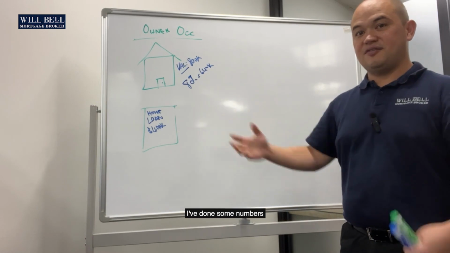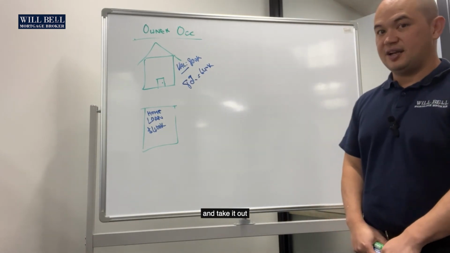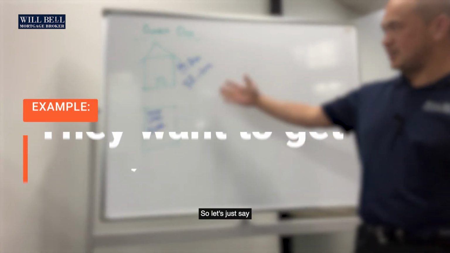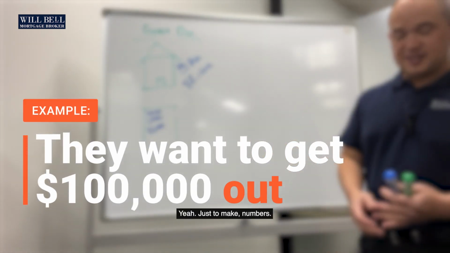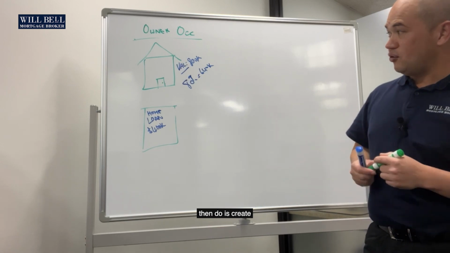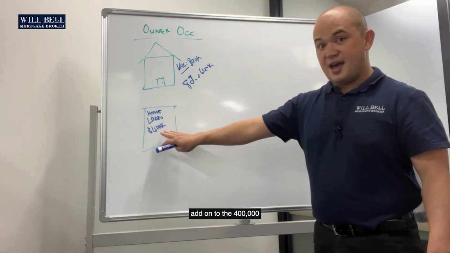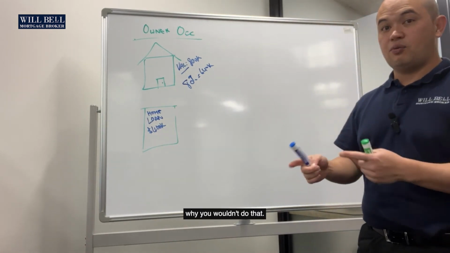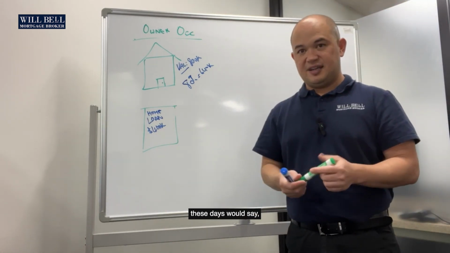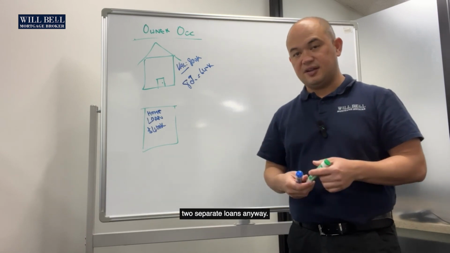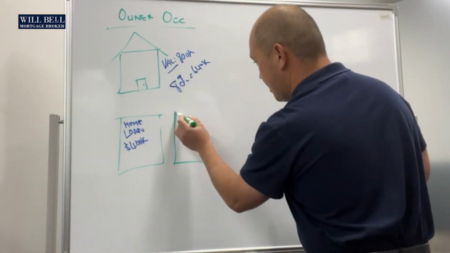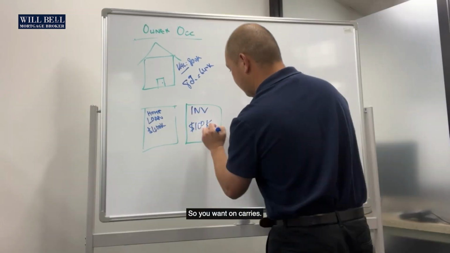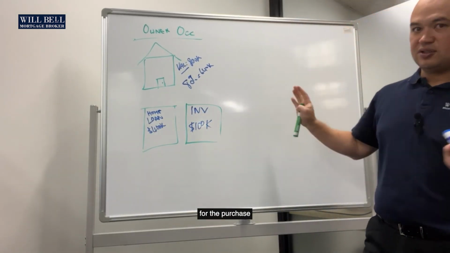Generally in this situation, I've done some numbers on the client's income and figured out a ballpark range of what they can do in terms of investment property. So let's just say, for example, they want to get $100,000 out, just to make numbers simple. What we would then do is create a separate split. You wouldn't add on to the $400,000 you already have. I'm going to explain why you wouldn't do that. A lot of lenders these days will say, well, no, you're going to have two separate loans anyway. So let's just draw that out here. $100K. So your $100K is your deposit money for the purchase of the investment property.